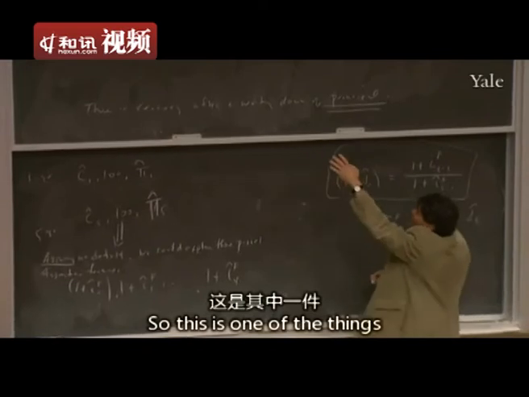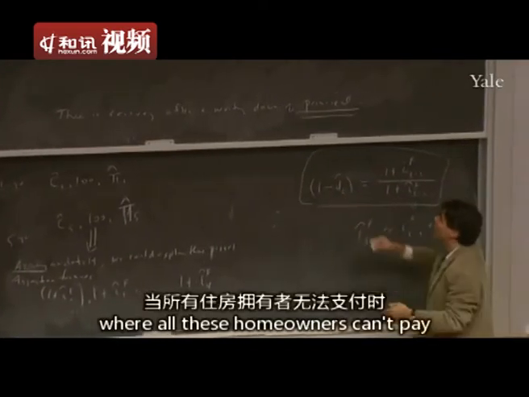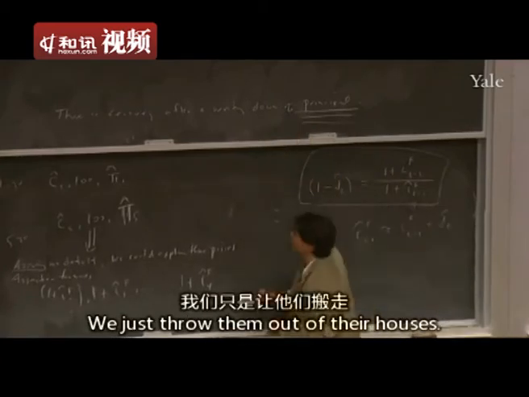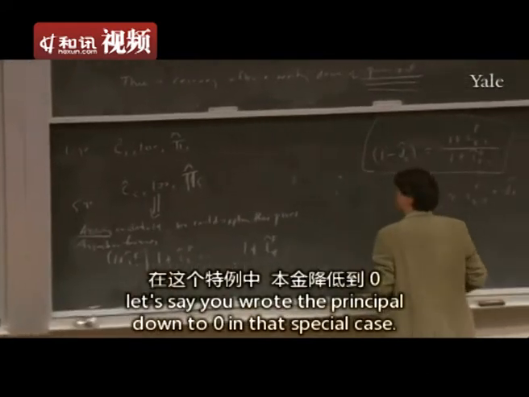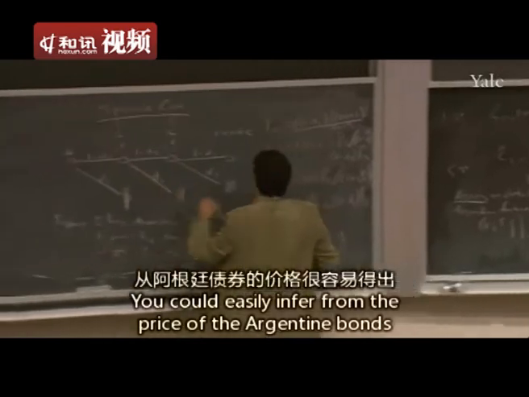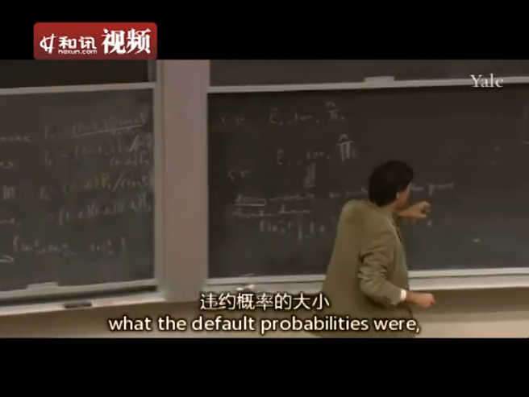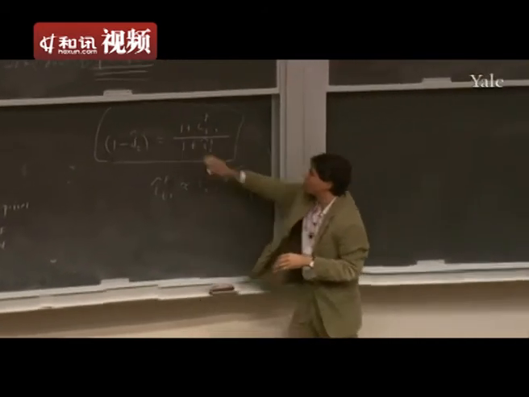Okay, and so this is one of the things we curiously haven't done in America, where all these homeowners can't pay, and we don't write down their principal. We just throw them out of their houses. But anyway, let's say you write the principal down to 0 in that special case. You could easily infer from the price of the Argentine bonds what the default probabilities were, by this formula. And so the question is, why is that true?